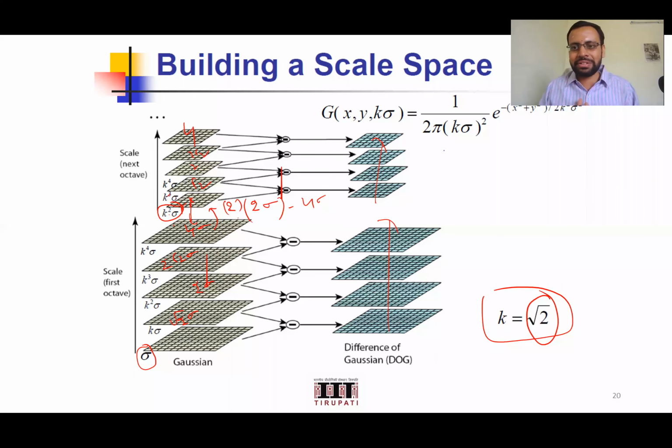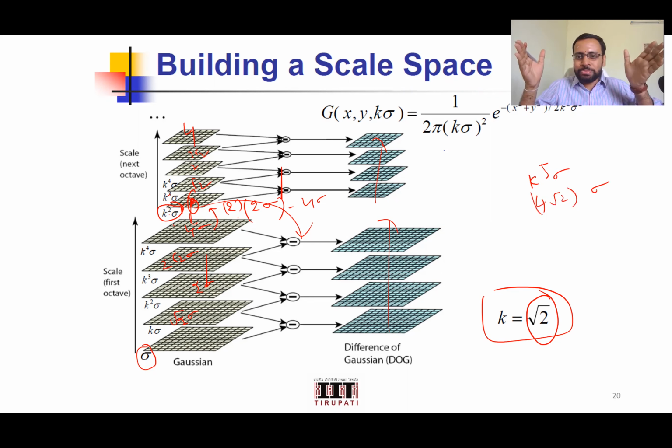That's all. I want to vary sigma over a large range. Suppose at this point I want to apply k power 5 times sigma, which is root 2 whole power 5. How much is that? Maybe, if I'm not wrong, 4 root 2 times sigma I want to apply. That Gaussian kernel is becoming too big, where you need to take the whole image, and at the end of the day it is doing a simple averaging.